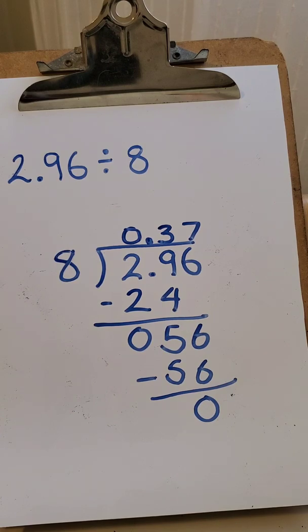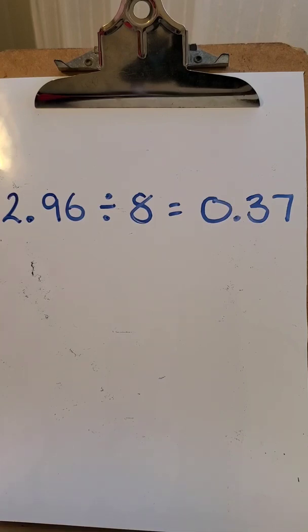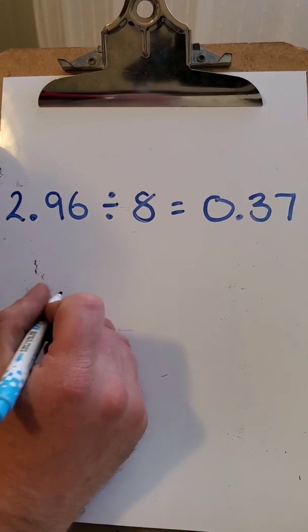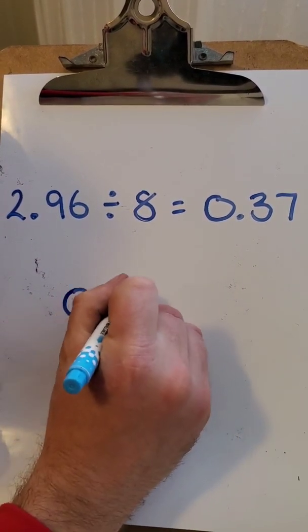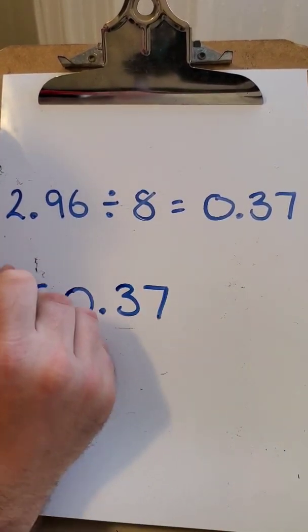There's my answer, 0.37, otherwise known as 37 hundredths. 2.96 divided by 8 equals 0.37. So what that means is that each toilet paper roll costs 37 cents.